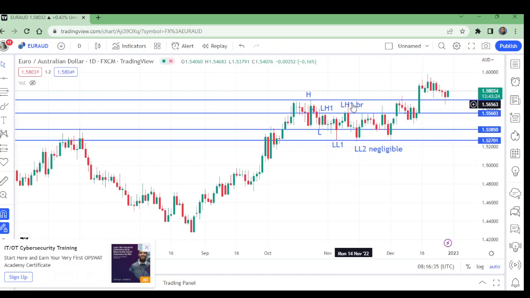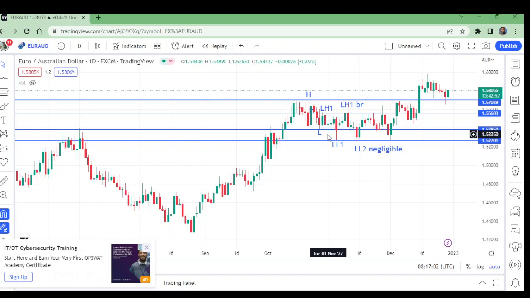What did the market become now? This became the low of the market, this became the low, this became the head. Then the market went up to a new high and came downward and retested this shoulder.